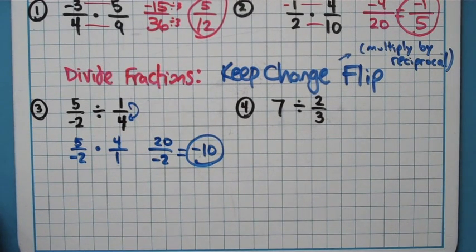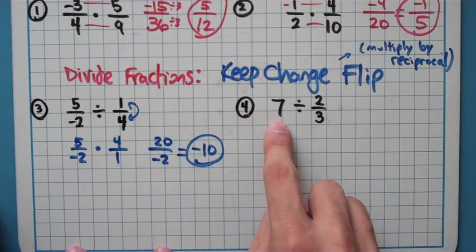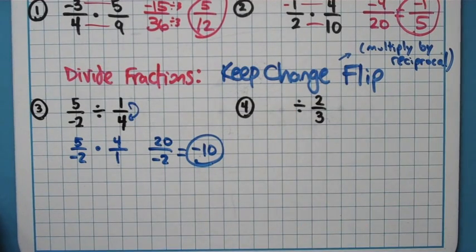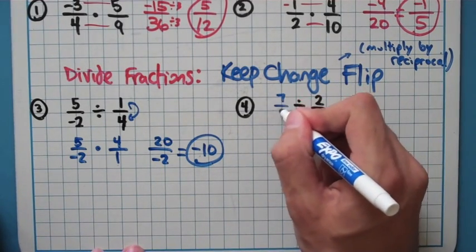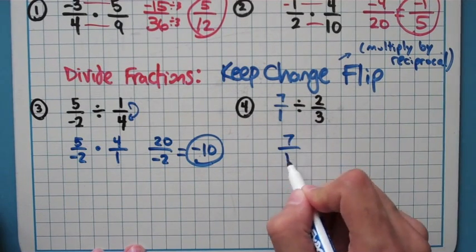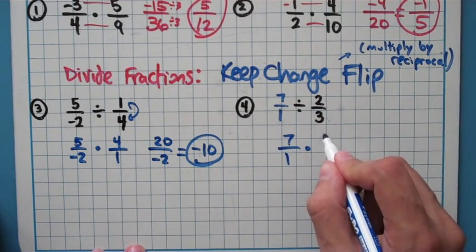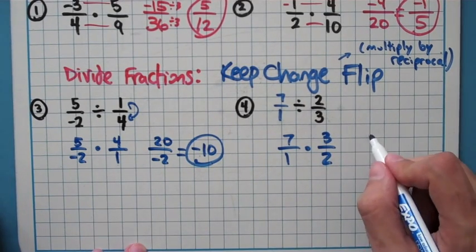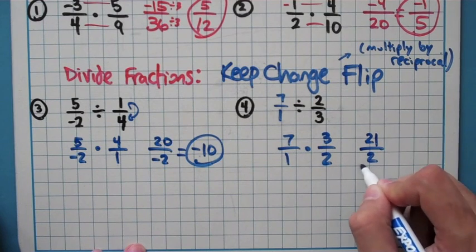And we have one more problem on this little video here. When you have a whole number involved with fractions, you can turn that into a fraction by putting it over 1. So instead of having 7 there, I'm going to change that to 7 over 1. And then it's the same problem. In division, keep the first fraction, change to multiply, and flip the second fraction over. Then you just treat it the same way. When you multiply straight across, you get 21 over 2.